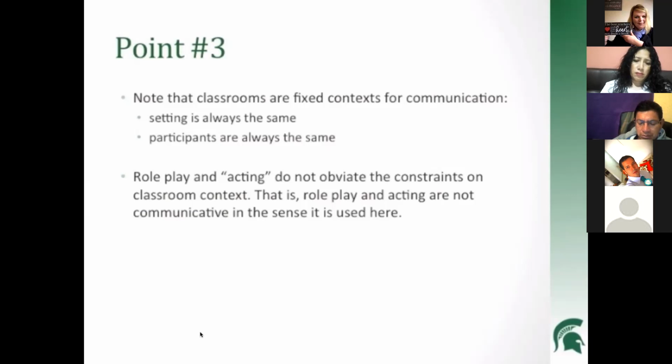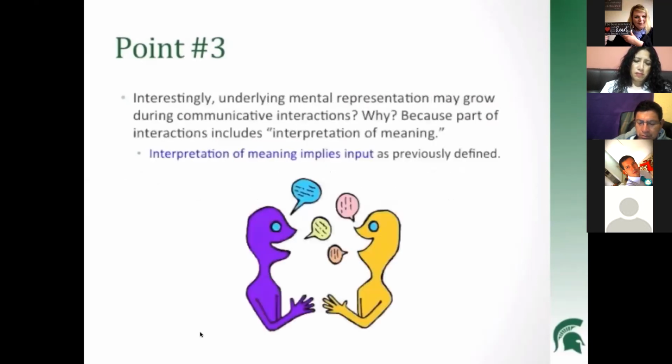You cannot role play and be a doctor and a patient because you aren't. And you aren't negotiating, interpreting, or expressing real meaning. You're play acting. Those might be useful activities to do for other reasons. They might be fun, they might be engaging, but we don't want to say that those can substitute for actual communicative activities as we've defined communication in the current context.